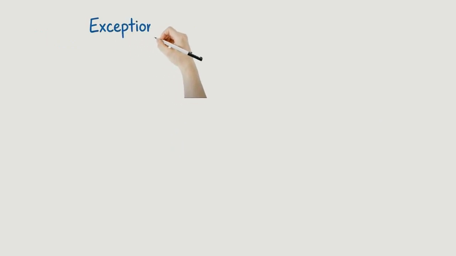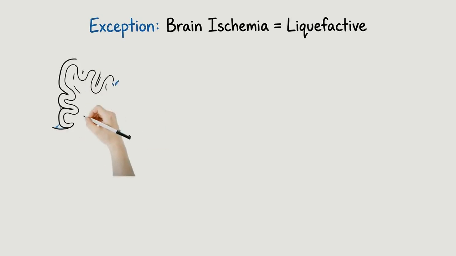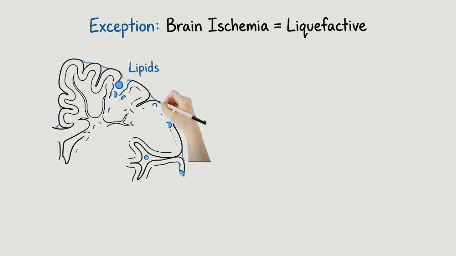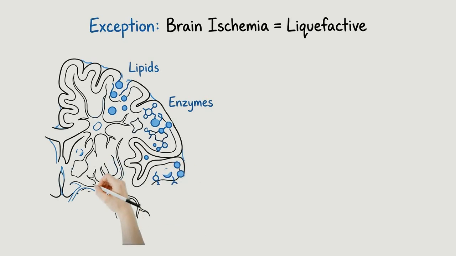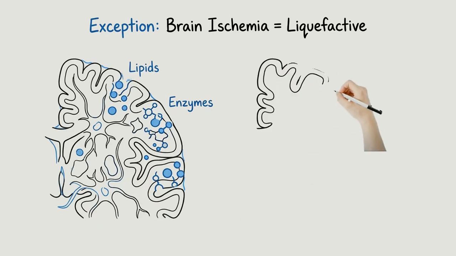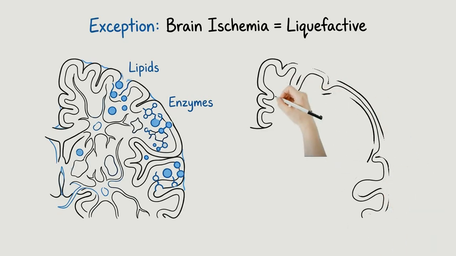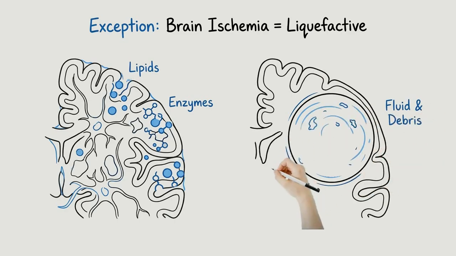Now the exception step 1 loves, the brain. Brain ischemia does not produce coagulative necrosis, it produces liquefactive. Why? The brain is lipid-rich and packed with hydrolytic enzymes from neurons and glia. The ischemic conditions do not sufficiently denature those enzymes. They remain active, and they digest the dead tissue into liquid debris. Grossly, the infarcted area softens, then evolves into a cystic cavity containing fluid and debris, with complete loss of structure. Microscopically, the architecture is gone.